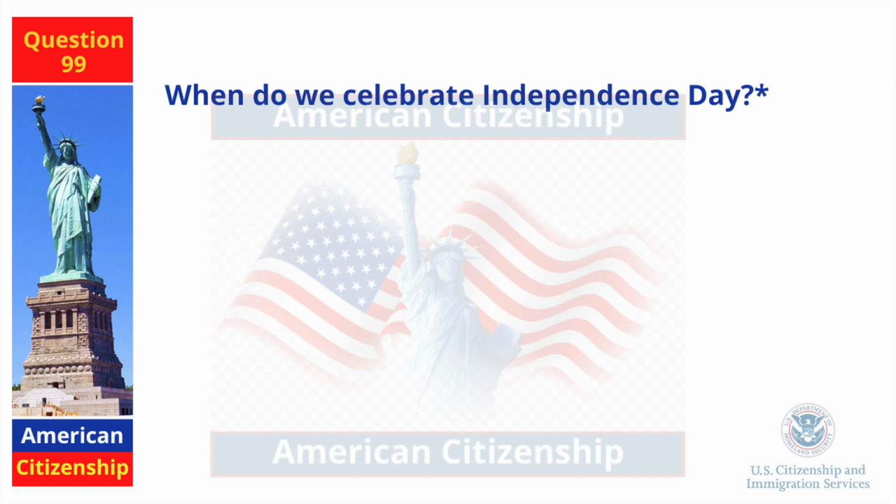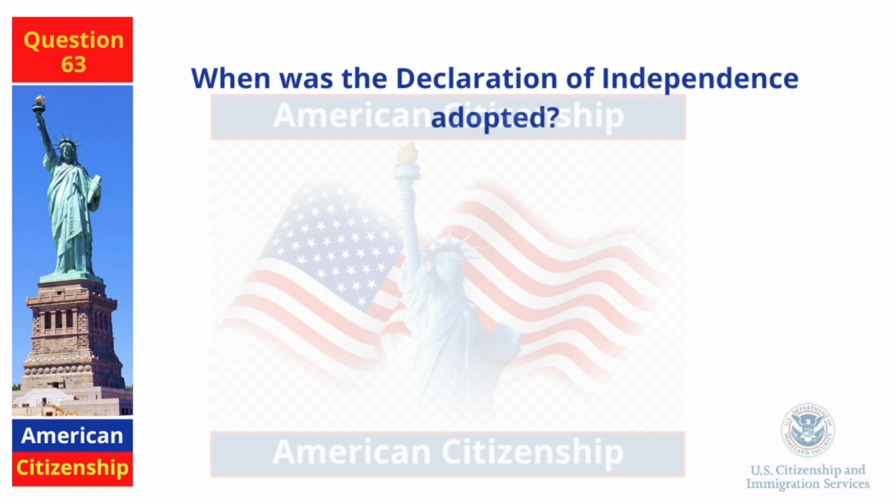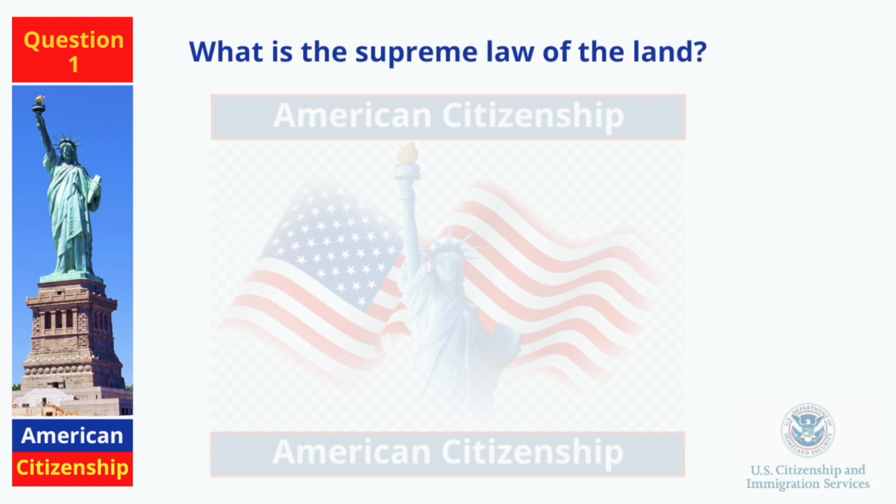When do we celebrate Independence Day? July 4. When was the Declaration of Independence adopted? 1776. What is the supreme law of the land? The Constitution.